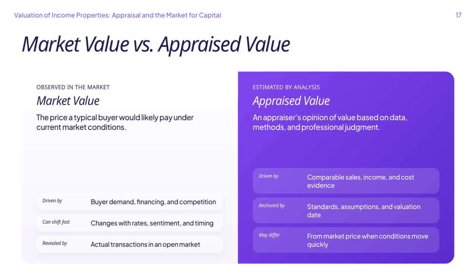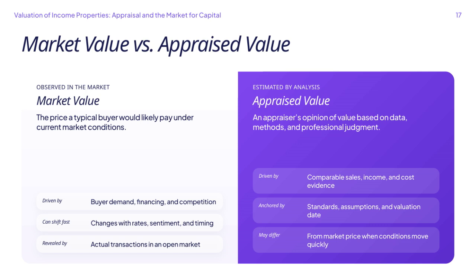On this slide, we're looking at the difference between market value and appraised value, two key concepts in real estate valuation. Market value is essentially what a typical buyer is willing to pay right now based on current market conditions. It's influenced by factors like buyer demand, availability of financing, and competition among buyers. This value can change quickly because it's tied to things like interest rates, market sentiment, and timing, and it's reflected in actual sales transactions on the open market.